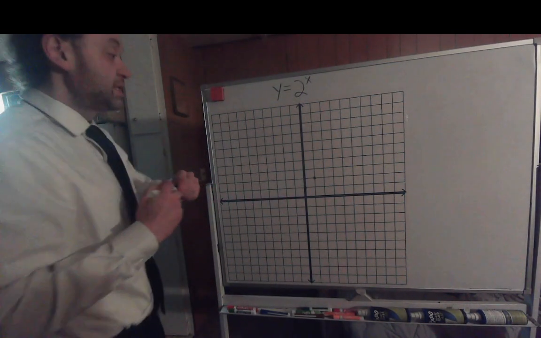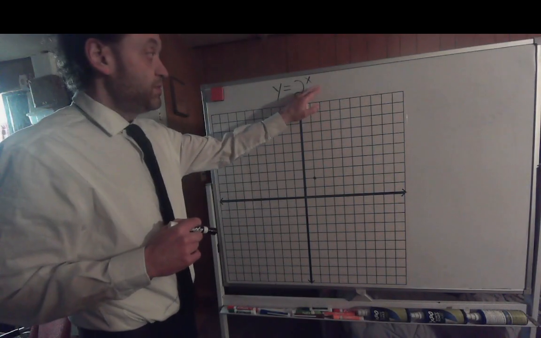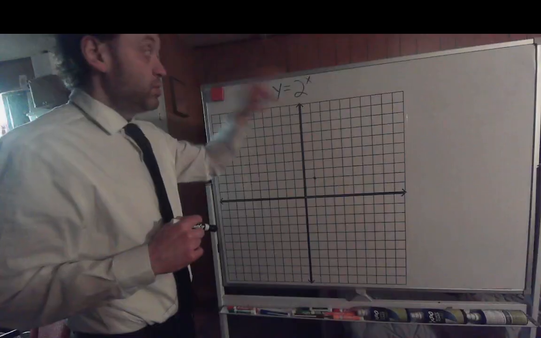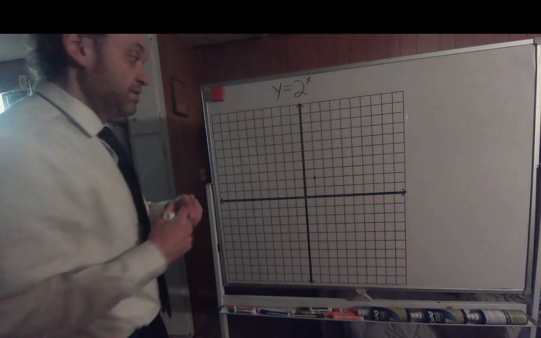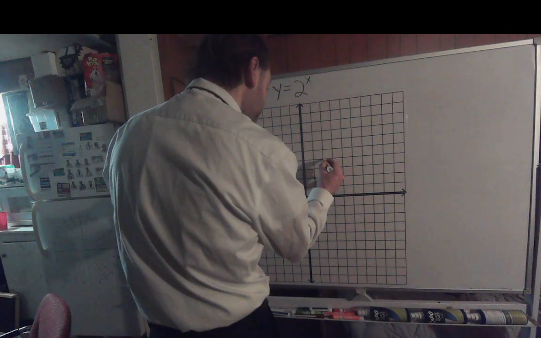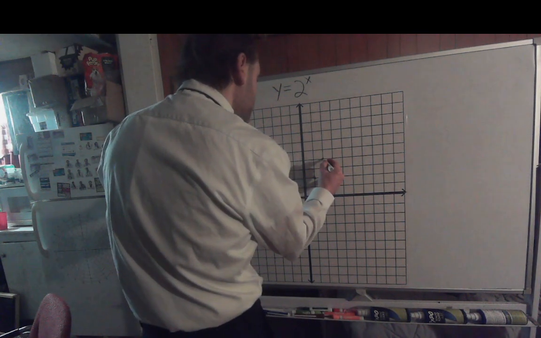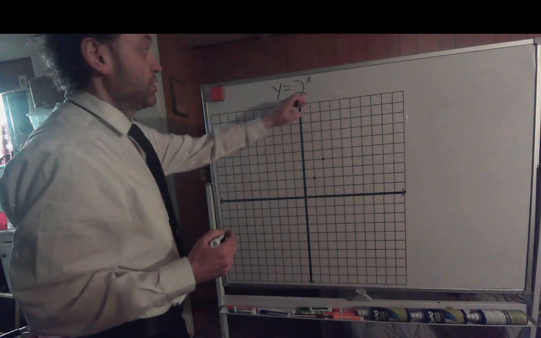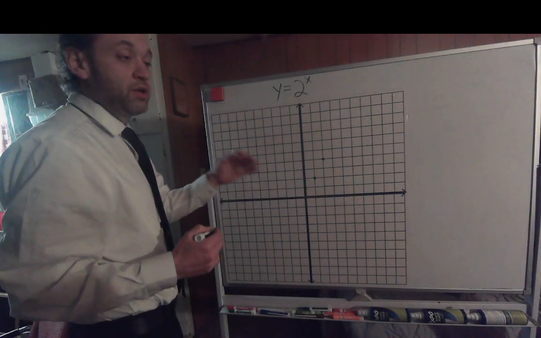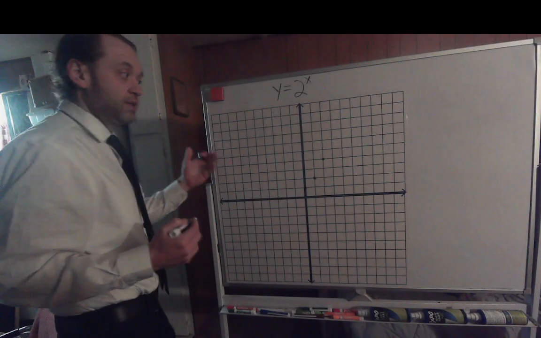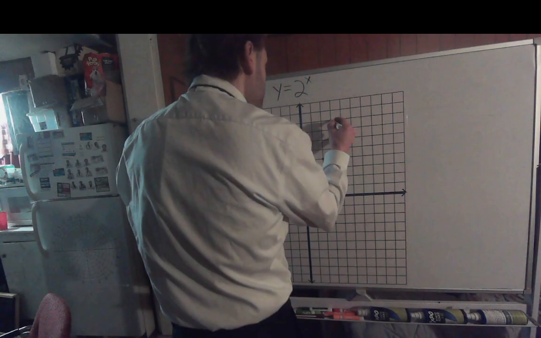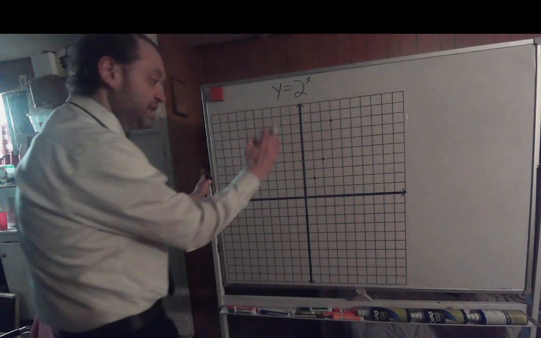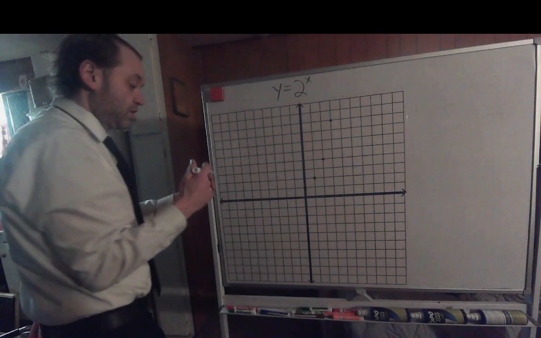Now, let's put in 2 for x. So when you have 2 to the second, what do you have? You have 4. And then let's do one more. How about 2 to the third? So when x is 3, you have 2 to the third, what do you get? You get 8, which will put you all the way up there. And as you see, it just keeps getting bigger and bigger.